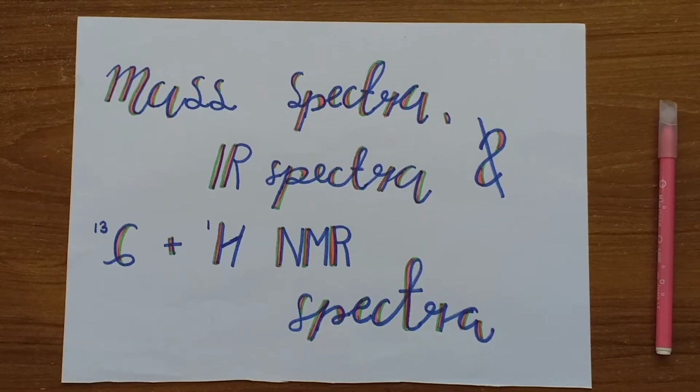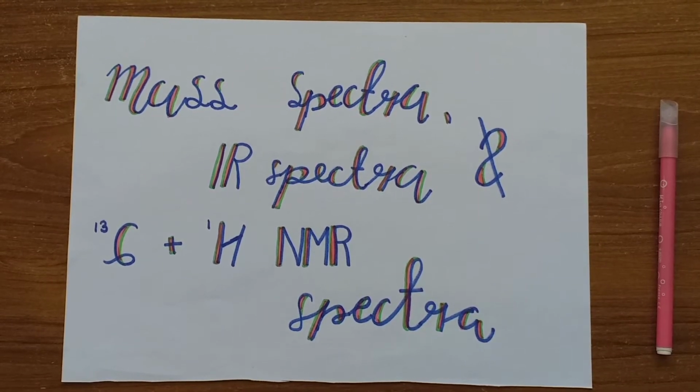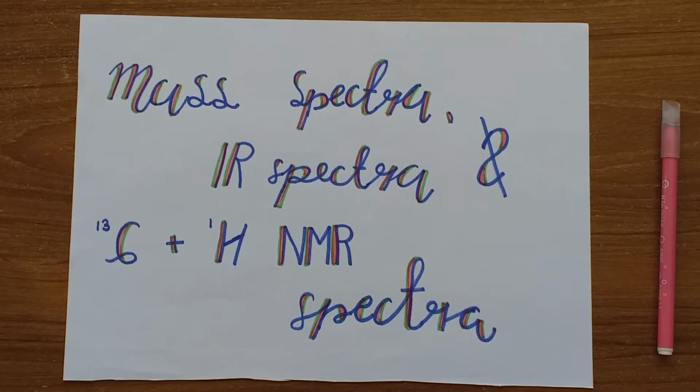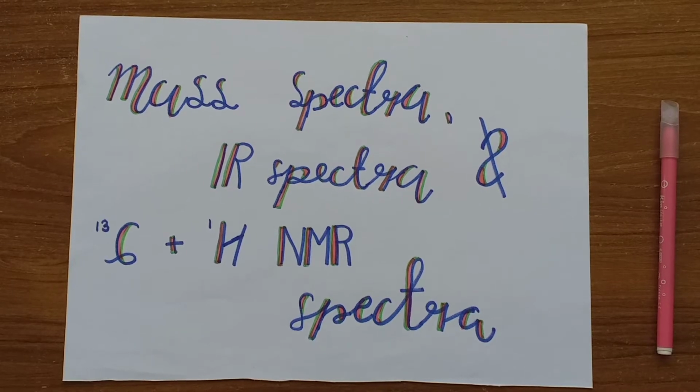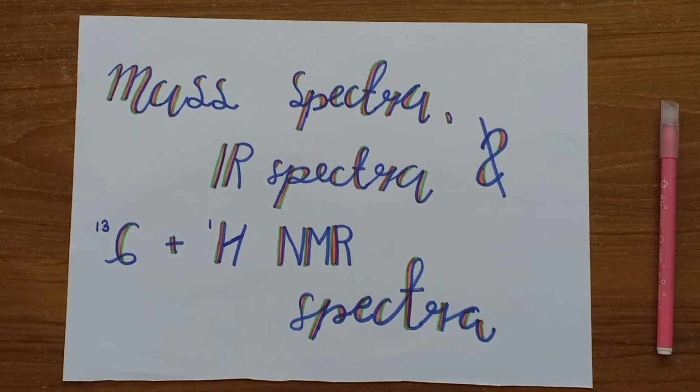Okay, so obviously we're going through the first year of A-level chemistry. So this is AS level chemistry, and today's topic is mass spectra, IR spectra, and carbon-13 and hydrogen NMR spectra. I have prepared many different past papers for you for this topic, but if you want any past papers for any other topic on the AS level spec, I have many more videos prepared for you.